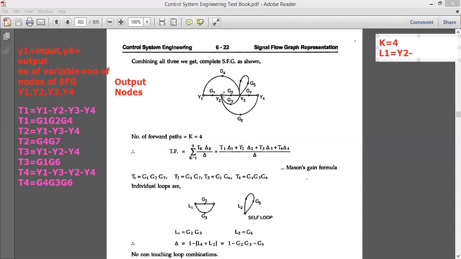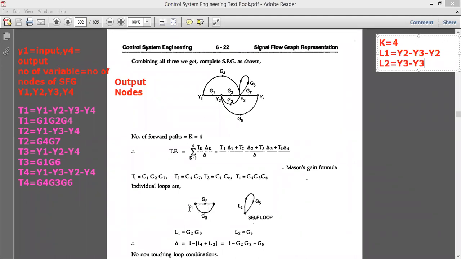Okay, see here, this is point Y2, it will go to point Y3, and then come back to Y2. This is my first loop path. Now the second loop path is given by L2. It starts at Y3 and ends at Y3 because it is a self loop. You can see in the figure here.